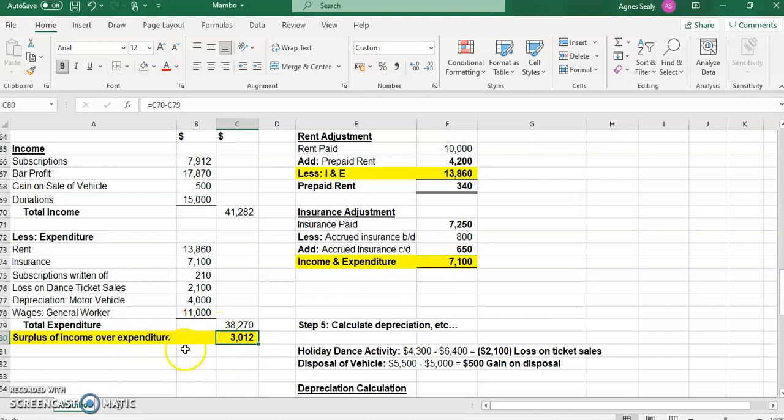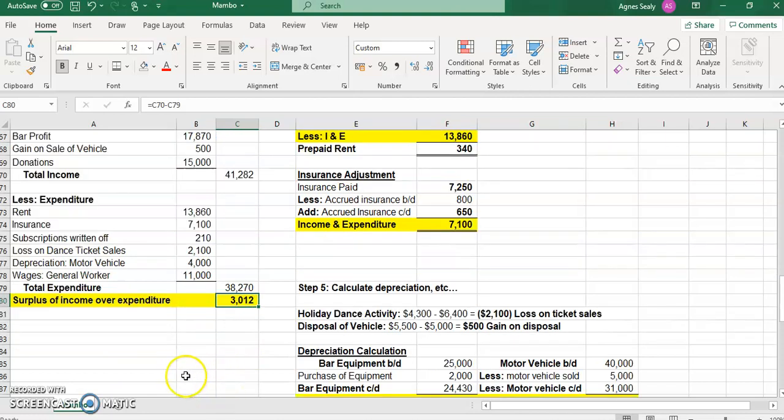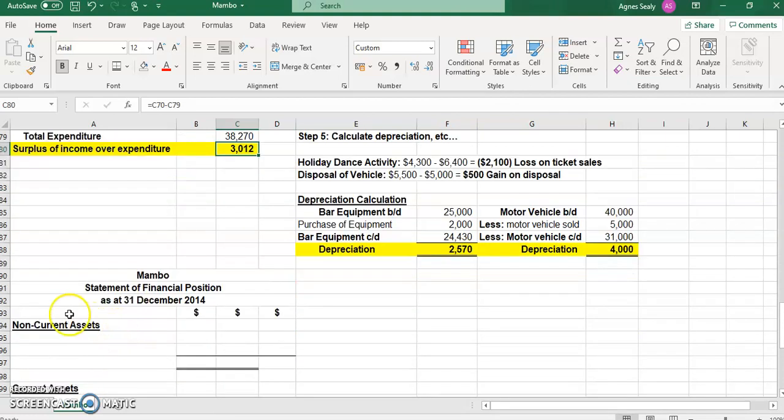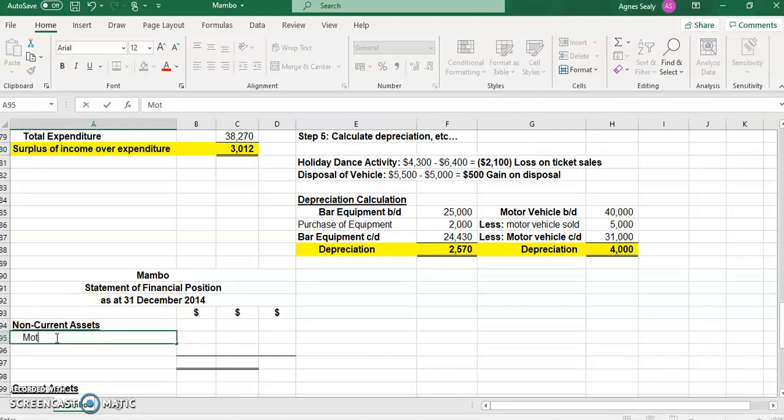So now we have this, we can go on and do our statement of financial position. I have already drawn it up to a certain extent. So it's Mambo statement of financial position as at 31st of December 2014. We have our non-current assets. We will start with our motor vehicle.